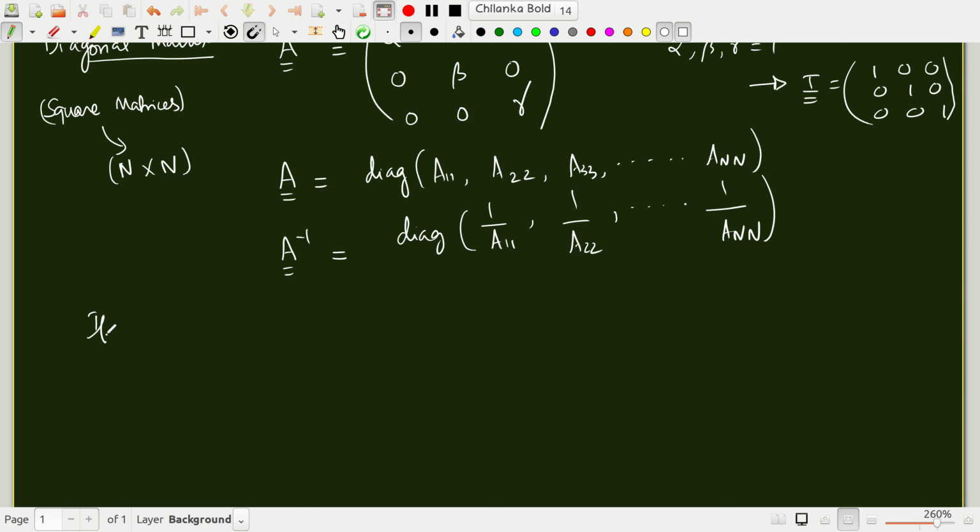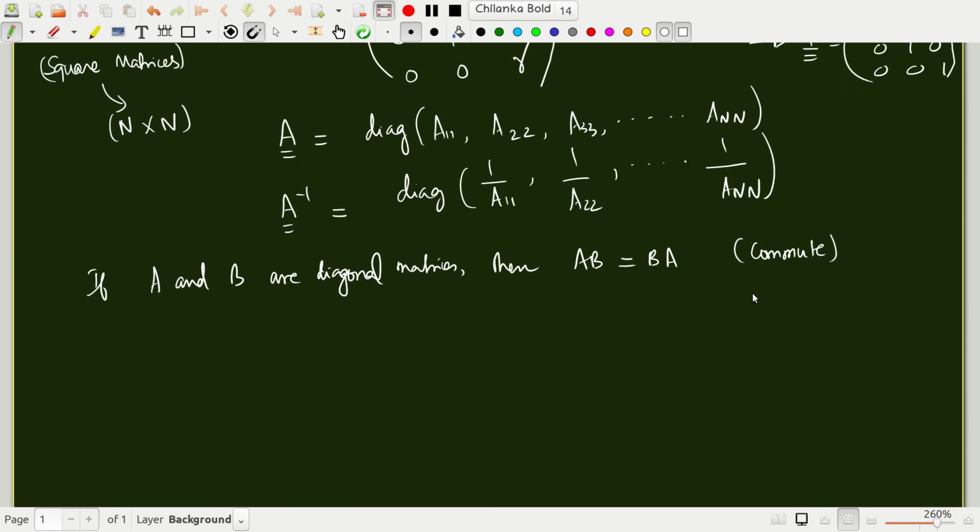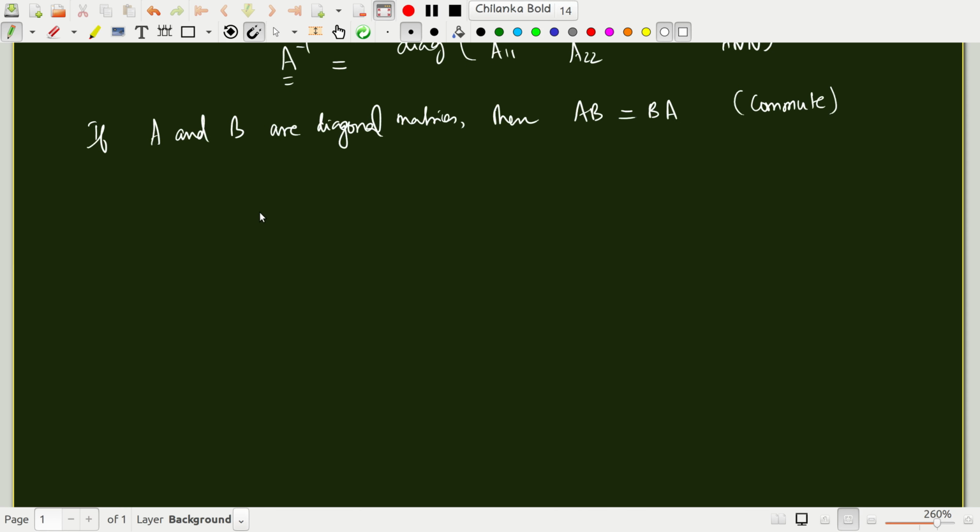And if A and B are diagonal matrices, then they commute. Then AB equals BA. That is, diagonal matrices commute under multiplication. So this is a very useful type of matrix. We will get to see such matrices as we go along. I'm just telling you what the different types of special square matrices are.